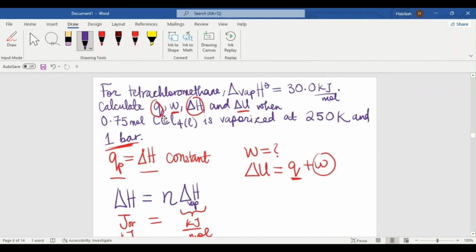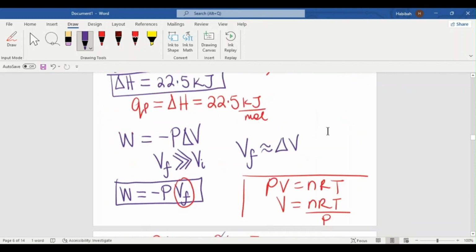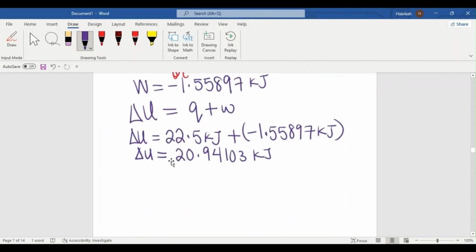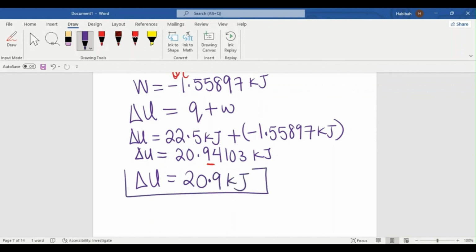So of course, we're given our initial question. We're given 3 sig figs for the change in enthalpy of vaporization, 3 sig figs for number of moles and 3 sig figs for the value of temperature, and we use all of that information. So we have to put our final answer in 3 sig figs. So the change in internal energy becomes 20.9 kilojoules. So this is basically the answer to this question.